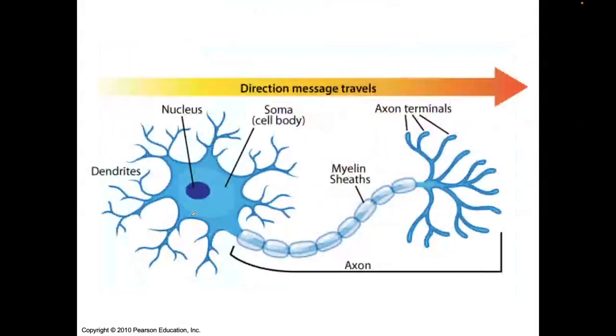Okay, so those are the three types of muscle. Okay, we'll pause there. When I come back, we'll talk about the neuron.